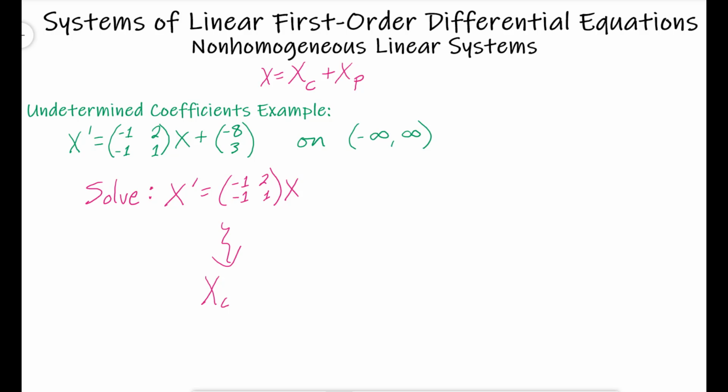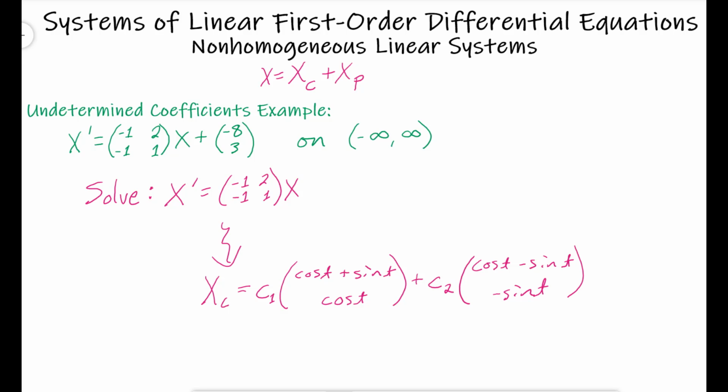All right, so our xc is going to equal c1 times the vector with cosine t plus sine t as the first entry, and then our second entry is cosine t. And then plus c2 times the vector with cosine t minus sine t, and negative sine t as the second entry. And you can see, of course, that this did have complex eigenvalues by these sines and cosines being introduced into our solution.